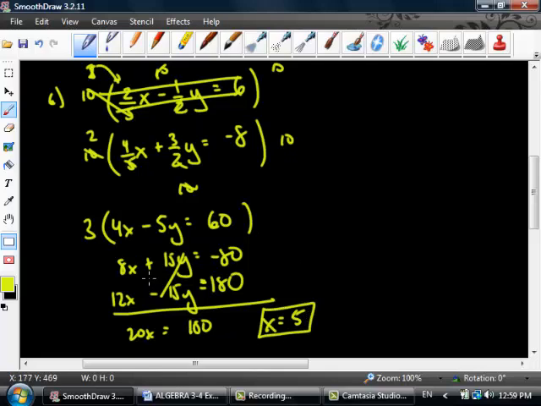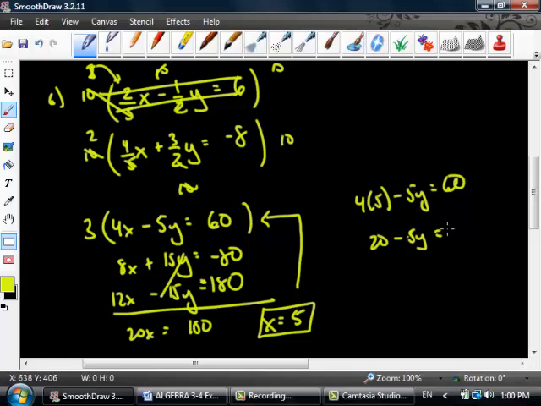I'm going to choose one of these ones. I'll pump it into this one here. 4 times 5 minus 5y equals 60. Negative 5y, we've got a 20 right here, equals 60. Negative 5y equals 40. Y equals -8.